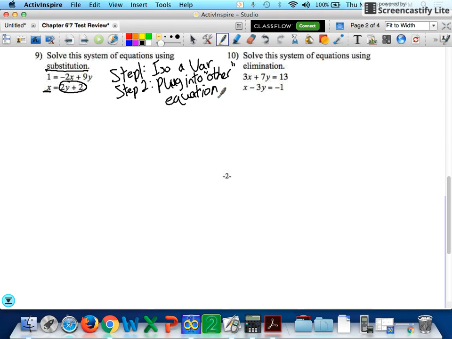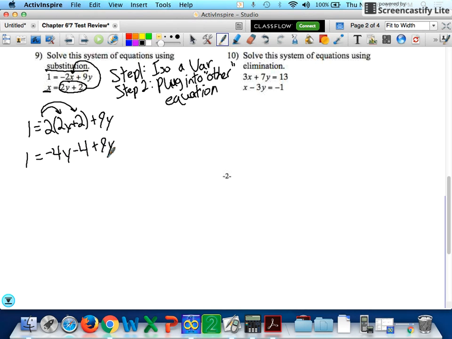Well, if I'm going to plug into the other equation, I've only got 2 places to plug in, either x or y. Well, this was x equals all this stuff, so it's going in for the letter x. I write down that first equation, except this time I've got to plug in 2y plus 2 for the x. I'm ready to distribute this negative 2 now, because all I have left is y's. And I have negative 4y minus 4 plus 9y.